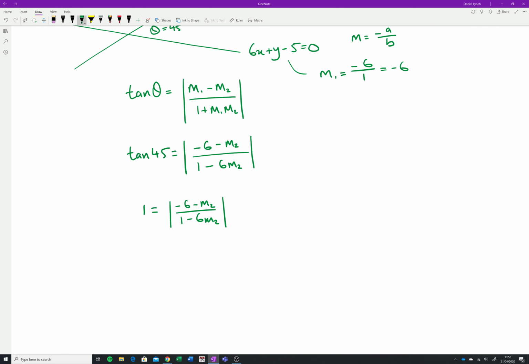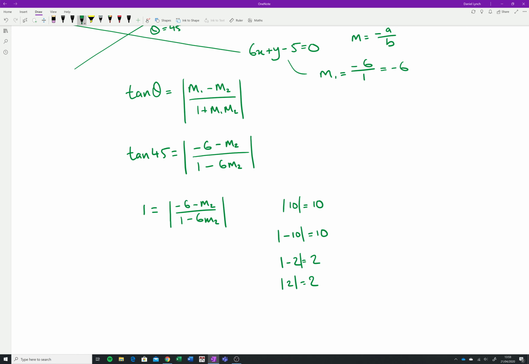So let's just remind ourselves, what does absolute value mean? The absolute value of 10 is 10. The absolute value of minus 10 is also 10. The absolute value of minus 2 is 2, and the absolute value of 2 is 2. So when you think about it, in order for the absolute value of the number inside there to be 1, the number has to be 1, because the absolute value of 1 is 1, or it has to be minus 1, because the absolute value of minus 1 is 1.